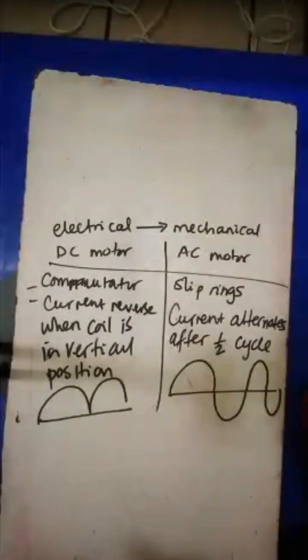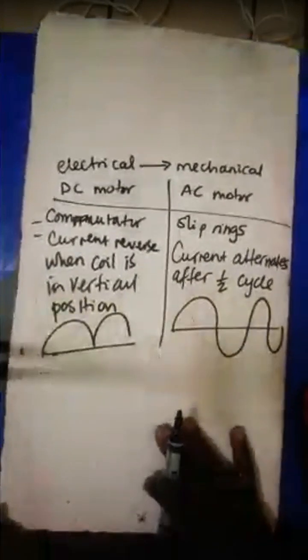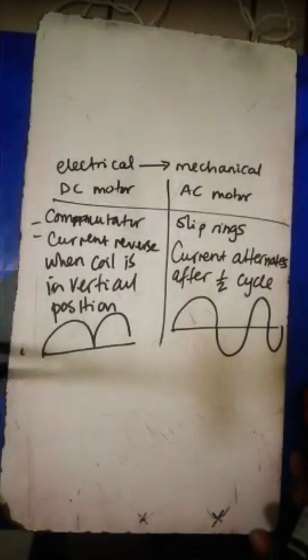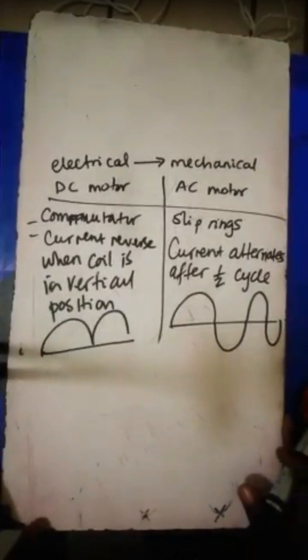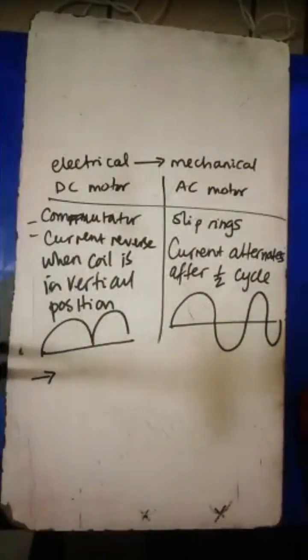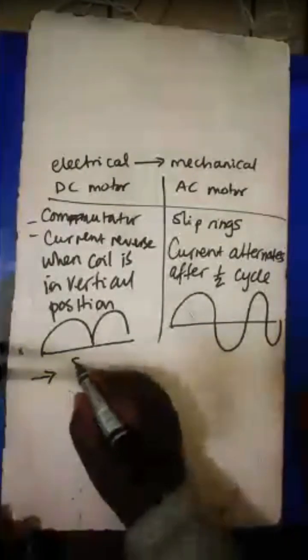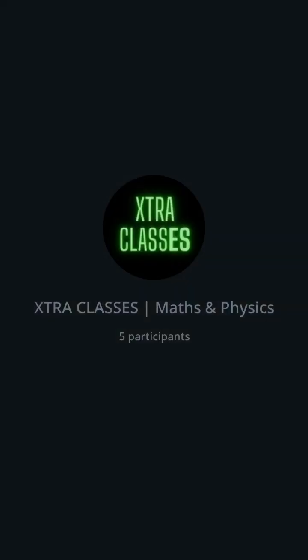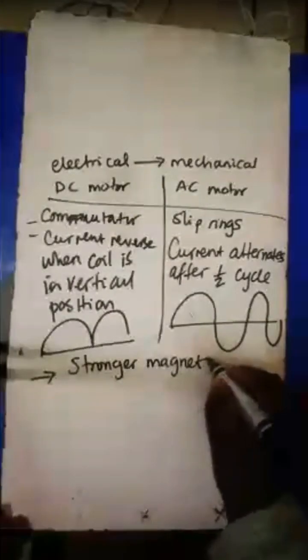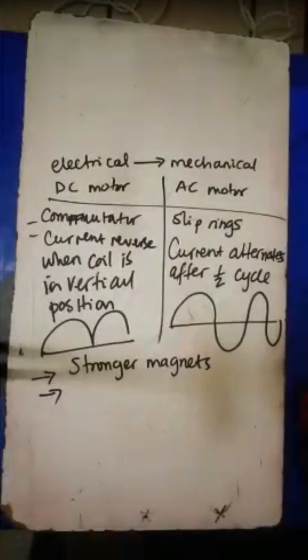Then number 3 is saying list 3 ways in which the efficiency of a motor can be improved. How can we improve the efficiency of a motor? Number 1, we say use stronger magnets. You can increase the efficiency of a motor by using stronger magnets.